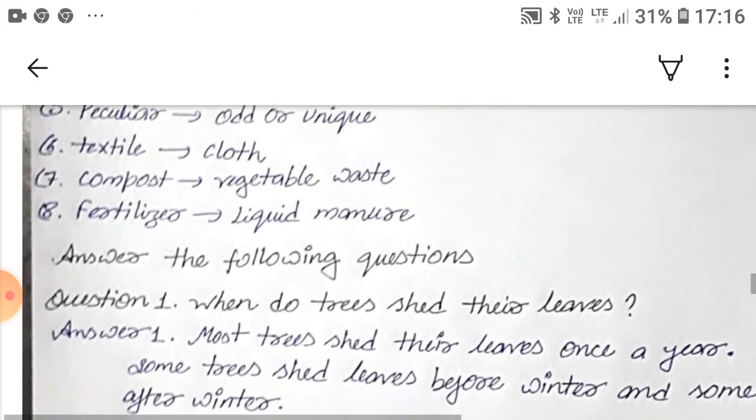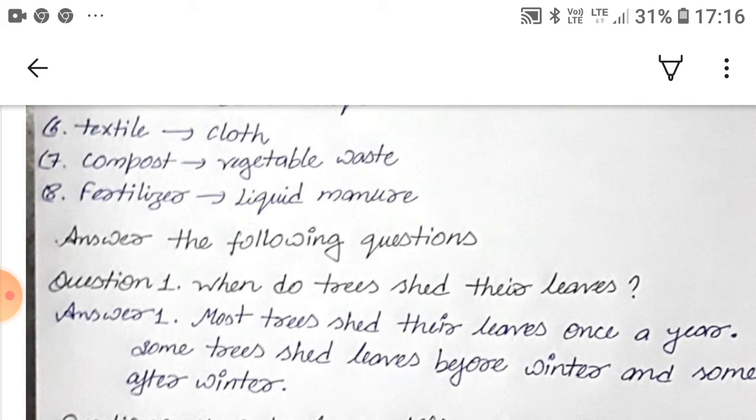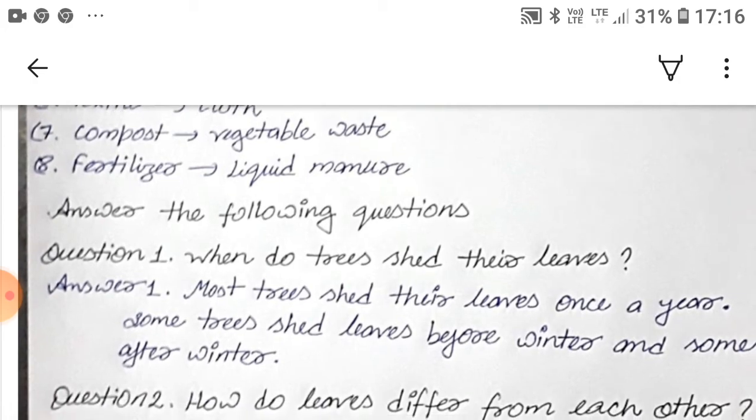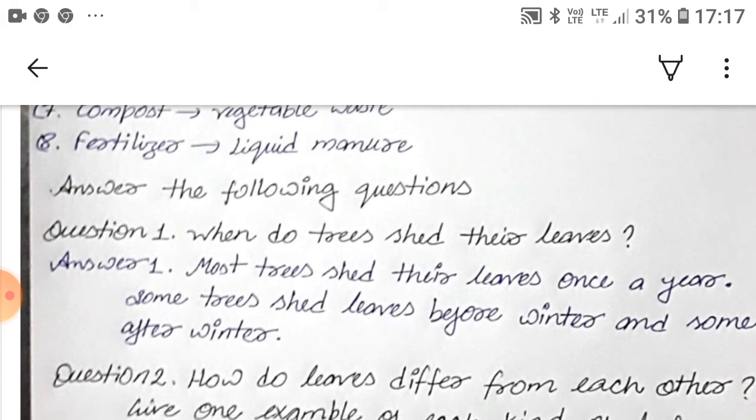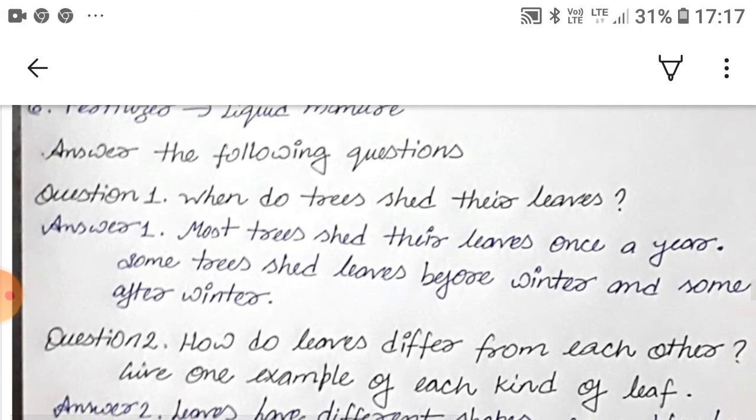6. Textile means cloth. 7. Compost means vegetable waste. 8th is fertilizer means liquid manure. Answer the following questions.